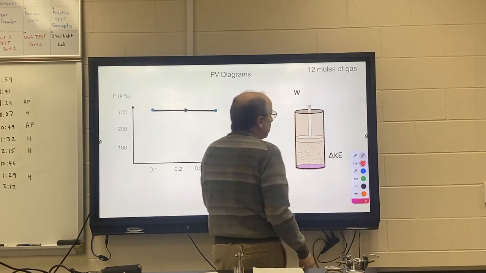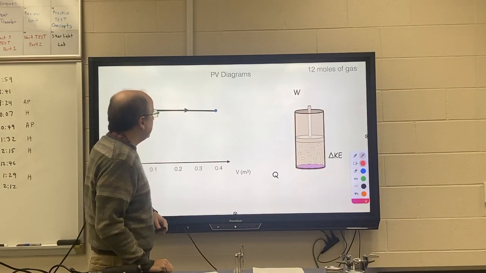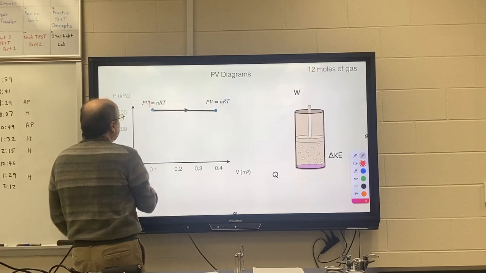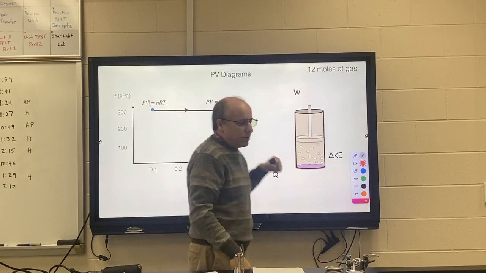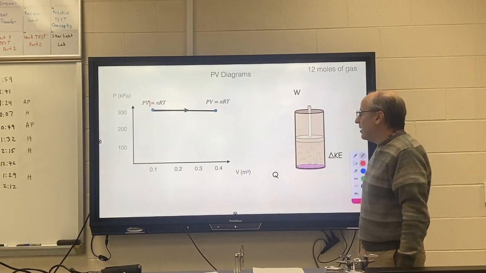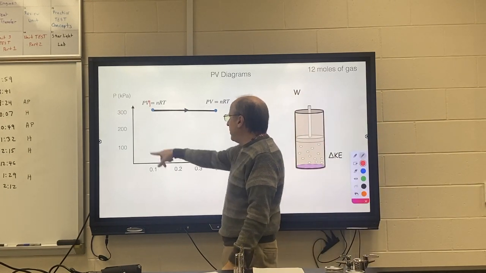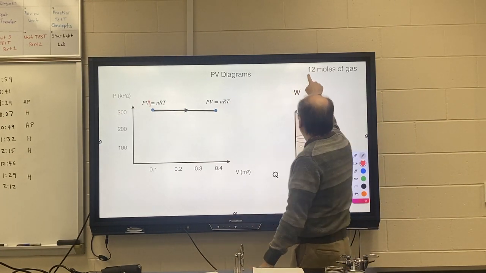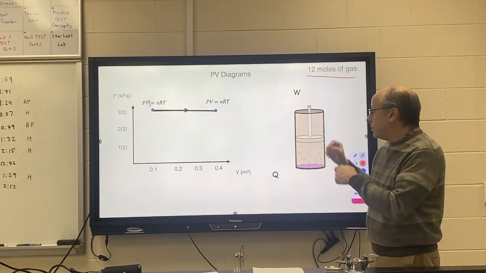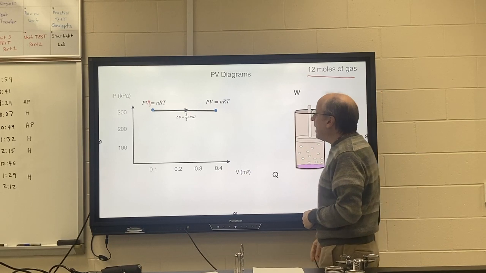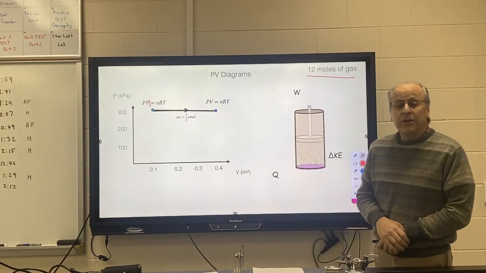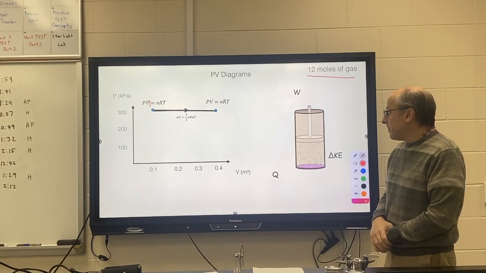So this is not a complete cycle, but just a single stage. And you can start by using your PV equals nRT to get the temperature at the 2 extremes of your process. Okay, so you read the pressure and volume from the graph, you need to know how many moles of gas are in your container, and you solve for temperature at both spots. Once you have the temperatures, you can find the change in internal energy by looking at the change in temperature.